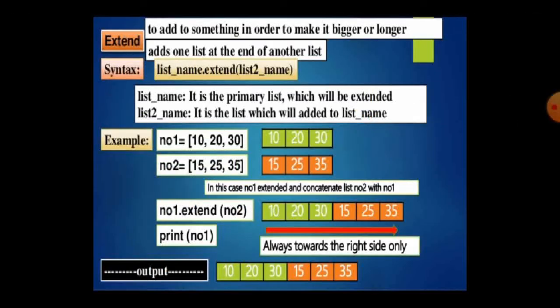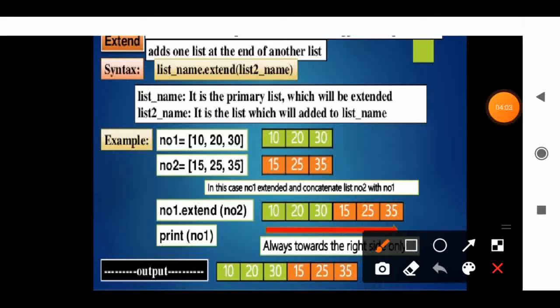Extend function. The extend function will extend the list. This function is used to make a list bigger or longer. It adds one list at the end of another list. What is the syntax for writing this? List name dot extend list 2 name. The list name here is the primary list which will be extended. List 2 is the list which will be added to the primary list.